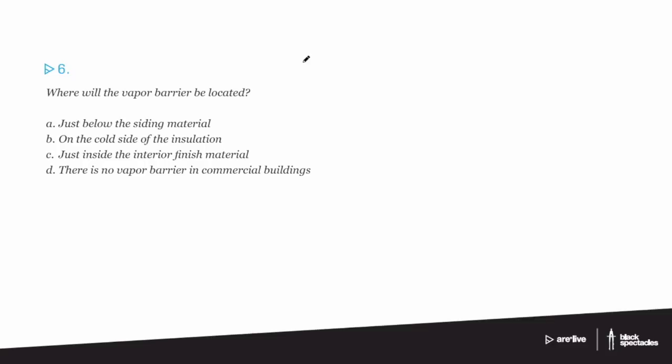So the question here is, where will a vapor barrier be located? And our choices are just below the siding material, on the cold side of the insulation, just inside the interior finish material, or there is no vapor barrier in commercial buildings. Well, there actually is a vapor barrier in commercial buildings, although not always, not 100% of the time, because it can be a little complicated, but typically there is. And then the question is, where should it be?